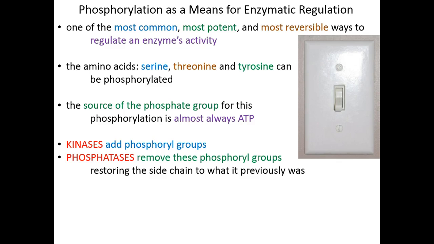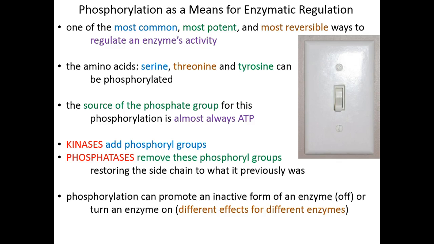And we talked about the reversibility of this process. What reverses that phosphorylation and removes those phosphate groups are classes of enzymes called phosphatases. So kinases add phosphate groups and achieve phosphorylation. Phosphatases remove phosphate groups and achieve dephosphorylation.